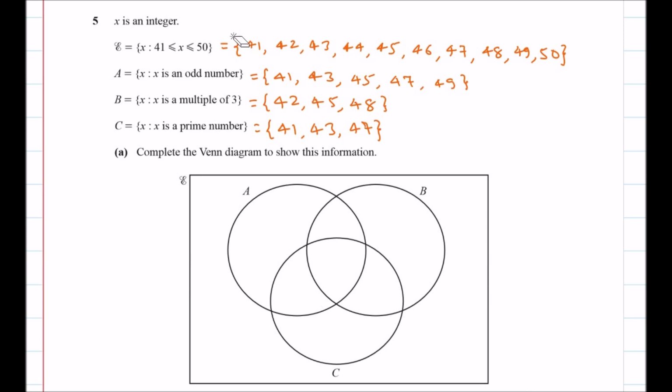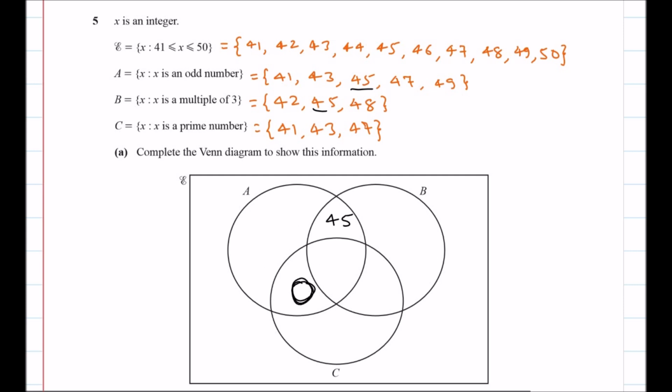What we can put in the intersection part of A and B. So A, we have 41, 43, 45, 47, 49. And B, we have 42, 45 and 48. So what is the common in both A and B? 45. Here and here. So 45 comes in this area. Got it? Next, what will come over here in this part?